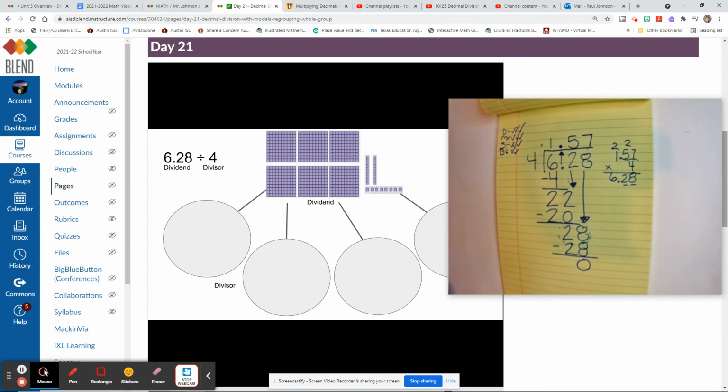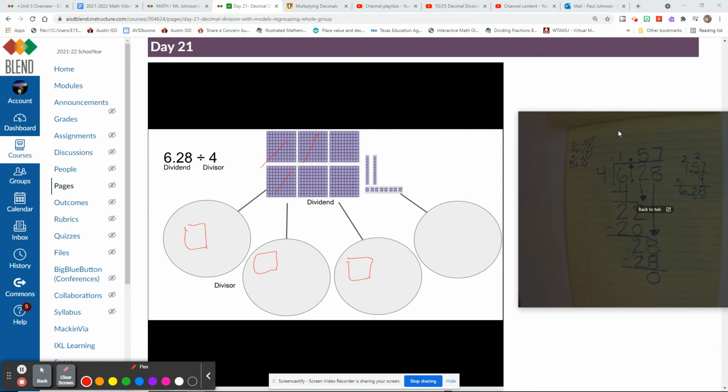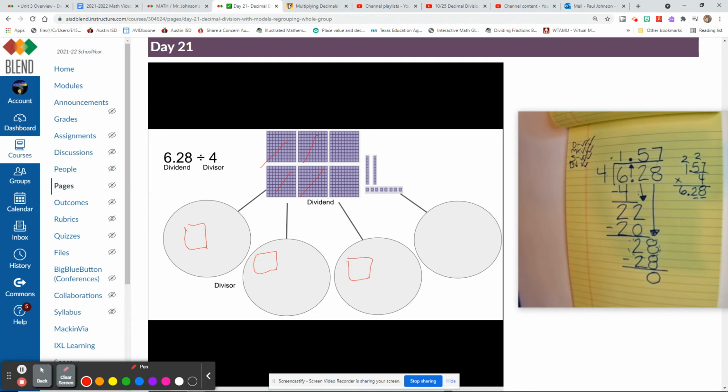Now in picture form, what we would do, we would start off by getting rid of 1 at a time until we couldn't anymore. Let me move my algorithm over. All right. And then after that, I would have to regroup. So I would turn this one into 10 tenths. And then this one into 10 tenths as well. So now I have a total of 22 tenths. So I would spread out the tenths until I get rid of 22.